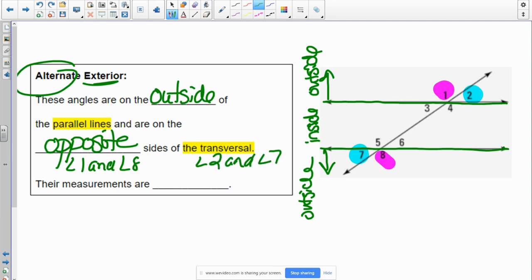And their measurements, if you kind of look at them, we have 2 is acute, so is 7. So they are actually congruent. So again, we love when they're congruent. That means once we know one angle, then we can quickly know the other angle because of some of these rules or these vocab words that we're learning.